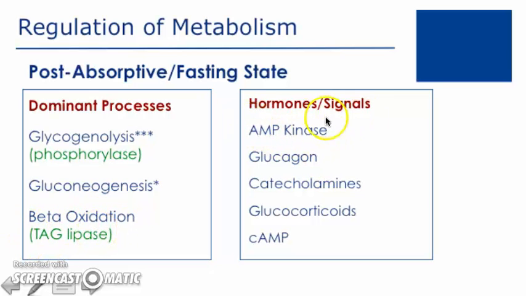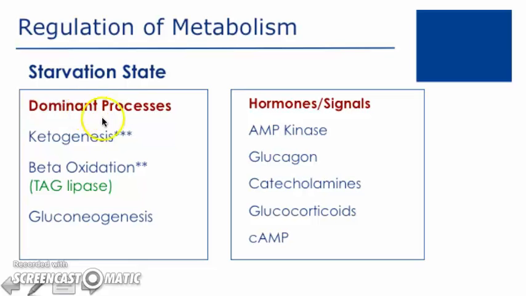AMP kinase is going to be a key metabolic signal, increasing catabolic processes and decreasing anabolic processes. However, we see that glucagon is involved with promoting glycogenolysis of liver glycogen, and the catecholamines, particularly epinephrine, are involved in promoting glycogenolysis in the muscle.